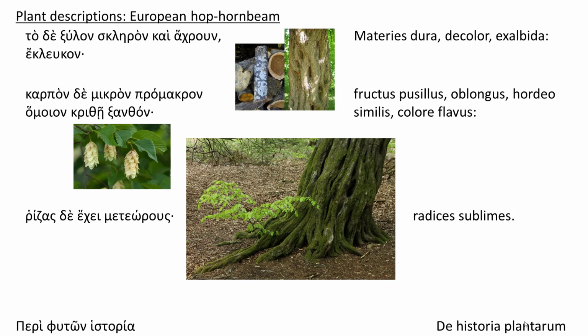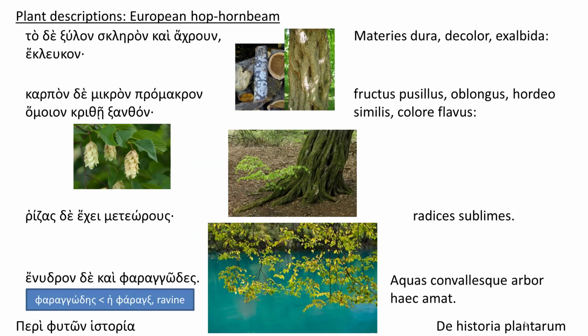It has shallow roots, radices sublimes. Enudronda kai parangodas. It loves water and is found in ravines. Aquas convalesque arbor haec amat. Theophrastus was also a proto-ecologist.